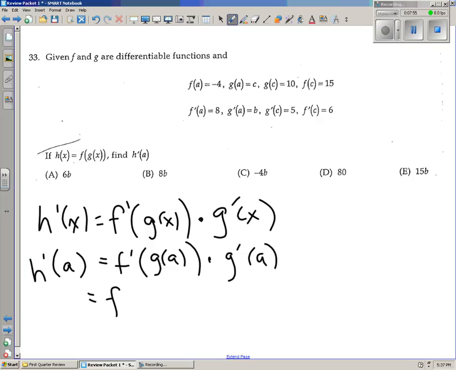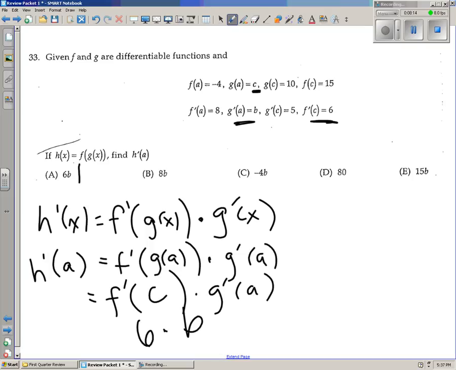So f prime of g of a is f prime of c, times we have to evaluate g prime at a. So f prime at c is 6. So this is a 6. G prime at a is b. So we get 6b. They love types of questions like this on the AP. They try to give you all this extra info that you do not need. And they do that so that if you goof up the chain rule, you will get an answer that's not the correct answer, but you will get one of the choices.